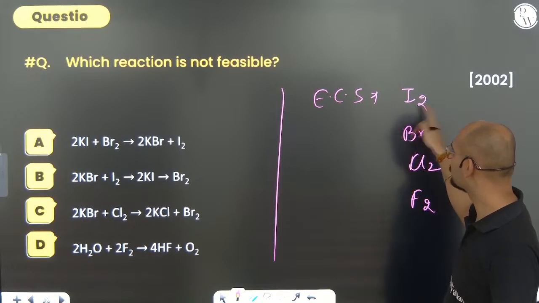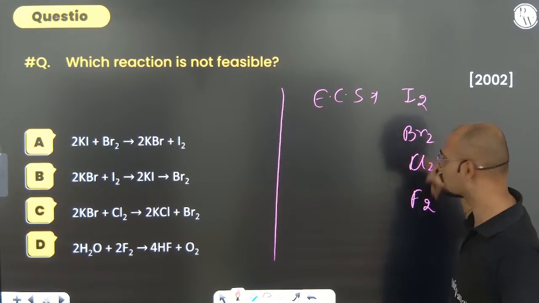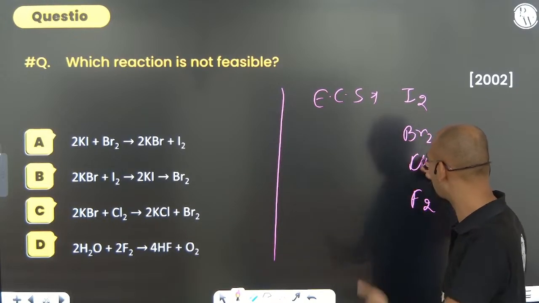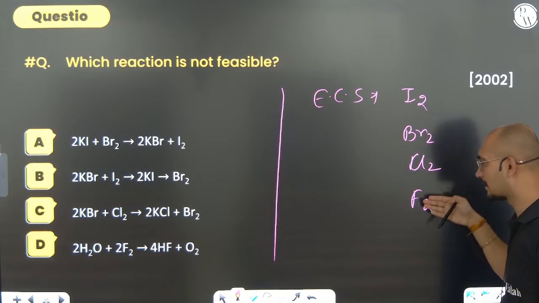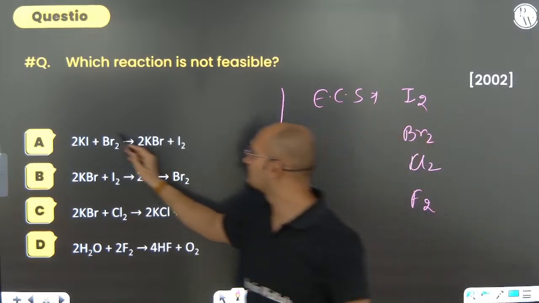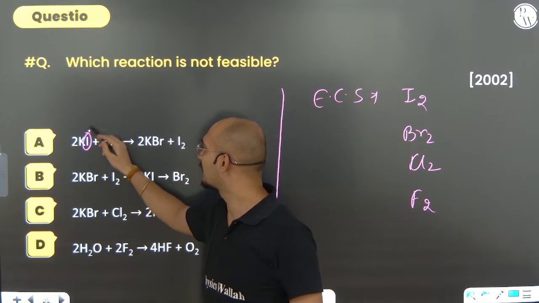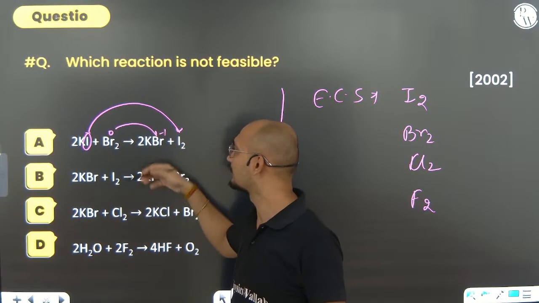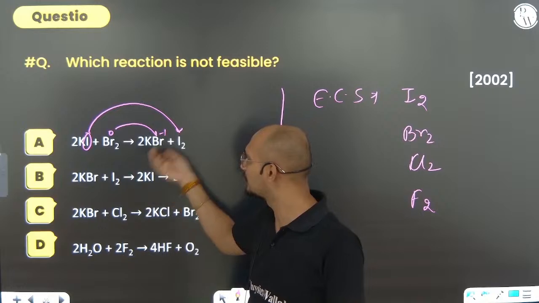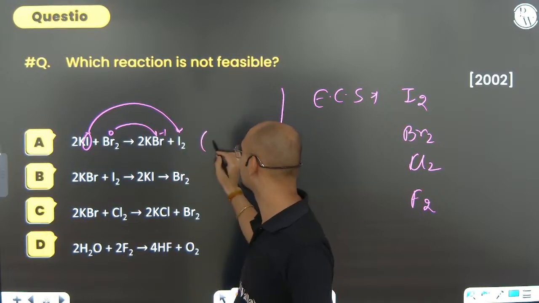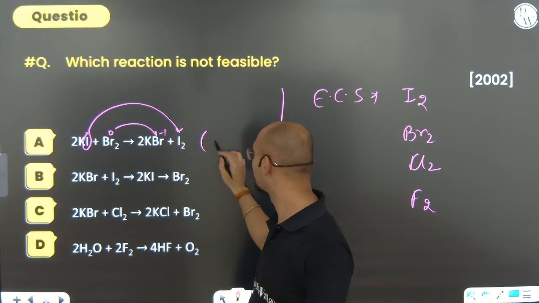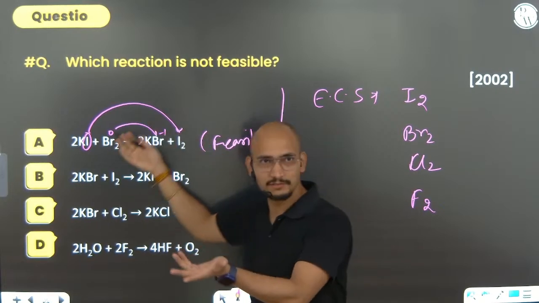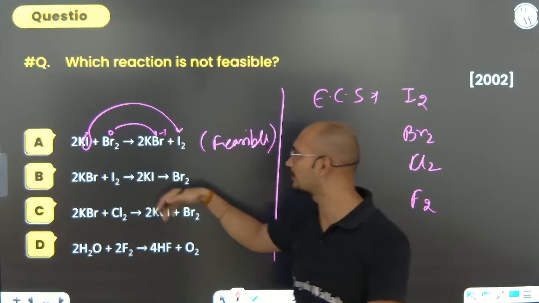So I2 should be oxidized while all others should be reduced with respect to it. I hope you understand: Br2 should be oxidized with respect to chlorine and fluorine, while chlorine should be oxidized with respect to fluorine. So can we see that iodine, being on the higher side, is getting oxidized, and Br2, being on the lower side, going from 0 to -1, is getting reduced. That is absolutely correct, so this is feasible, because the higher side is getting oxidized.